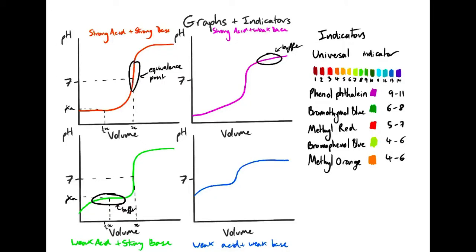There are four main graphs you need to know: strong acid and strong base, strong acid and weak base, strong base and weak acid, and weak base, weak acid. And they're all quite simple.